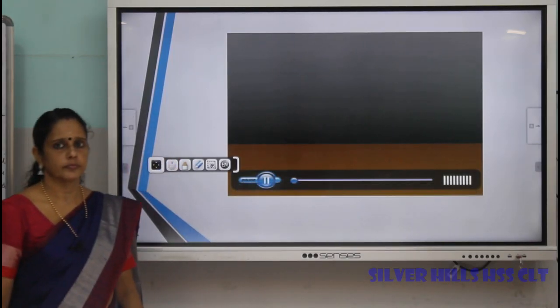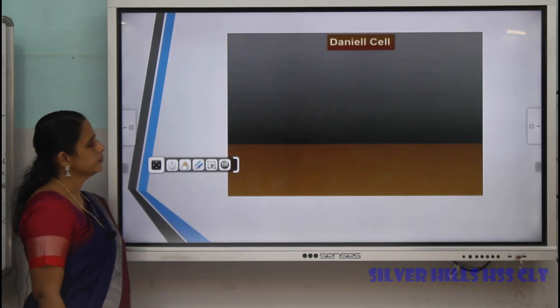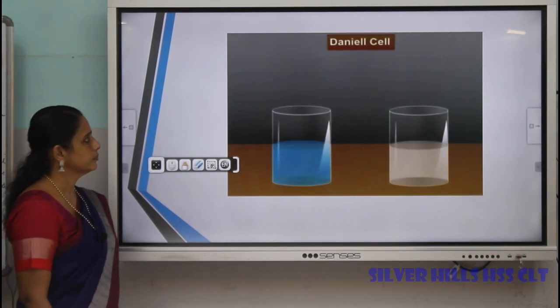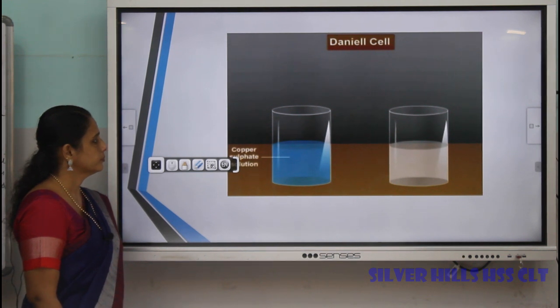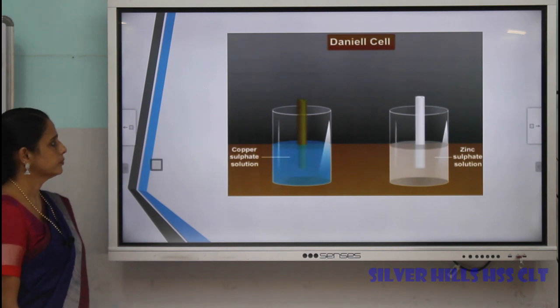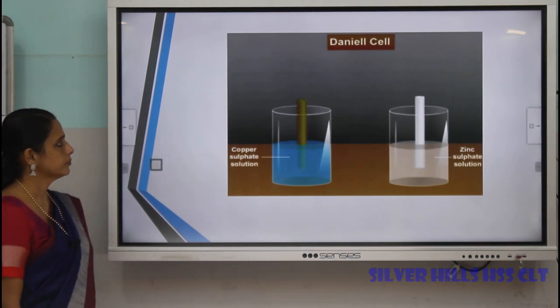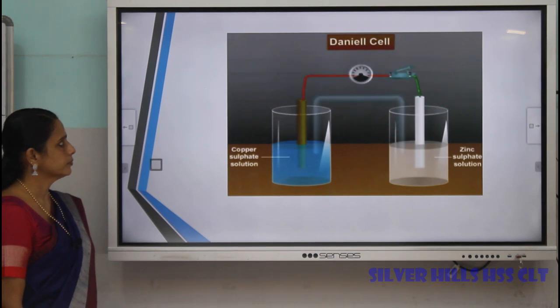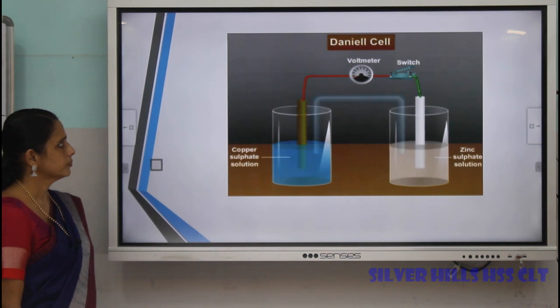Here is a setup for the Daniell cell. It contains two containers. One has a copper sulfate solution and the other has zinc sulfate solution. Let's now take a zinc rod and dip it in zinc sulfate solution, and let's dip a copper rod in copper sulfate solution. Now let's connect the two rods using wires, and we also put a switch and a voltmeter. The two solutions are also connected using a salt bridge which has an inert electrolyte, for example potassium nitrate.